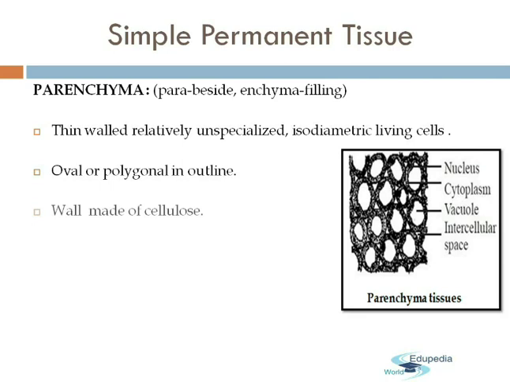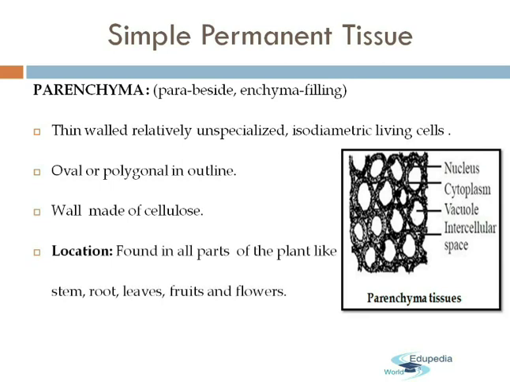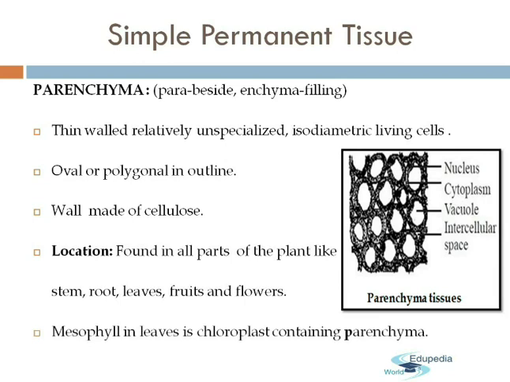Regarding their shape, they can be oval or polygonal in outline. Their cell wall, basically it has a cell wall because all the plant tissues have a cell wall, and the cell wall is made up of cellulose. Regarding their location, they are found in all the parts of the plant like the stem, root, leaves, fruits as well as the flowers. Even the mesophyll found in the leaves, which has the chloroplast, contains the parenchyma. And lastly, the cortex, the pith, the medullary rays, these are all the parts which you are going to find in the TS of the stem or the root, and they all contain the parenchymatous tissues.